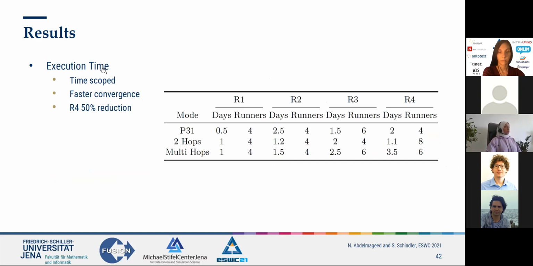In terms of the execution time, we have implemented a time scoped execution. So, for example, we set like 1 hour to solve the entire table. So this achieved a faster conversion. For example, for the fourth round, we have managed to reduce the time required for it to like 50%.